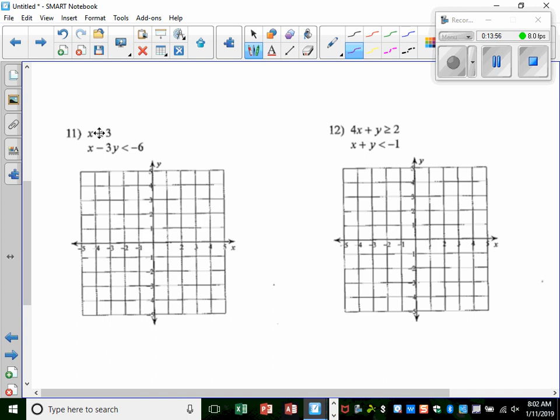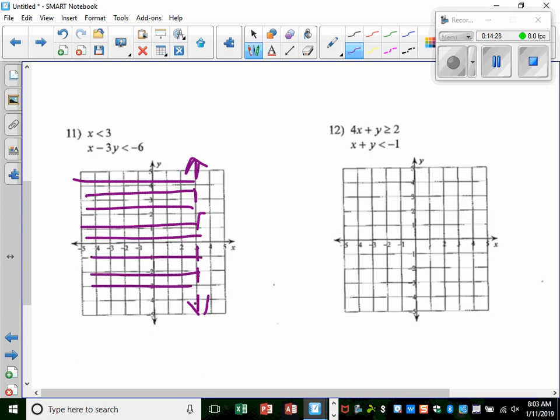So this is a vertical line, so we're going to go on the x-axis to 3 and make a vertical line. Now, will this vertical line be a dashed line or a solid line? Dashed. Okay, so let's make a dashed line. And this is less than, so we shade to the left of it. We don't have above and below for a vertical line.